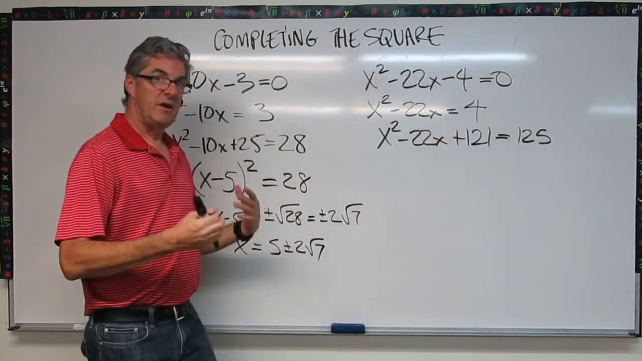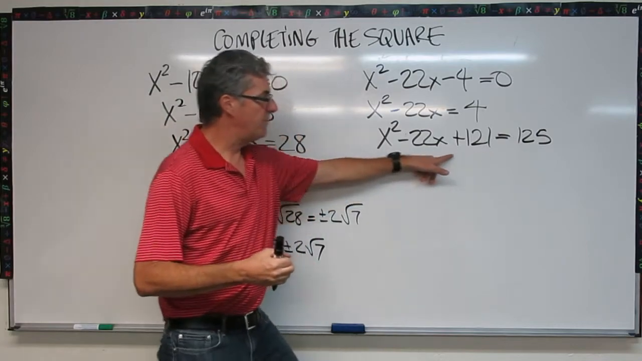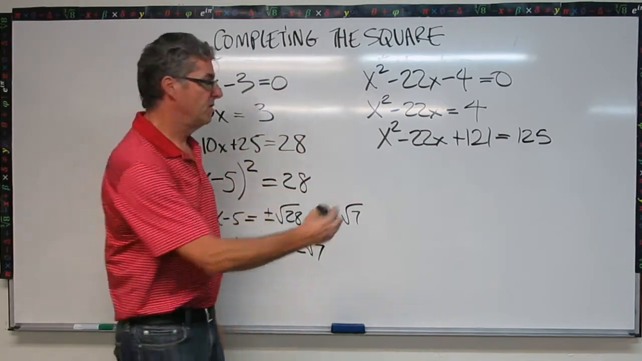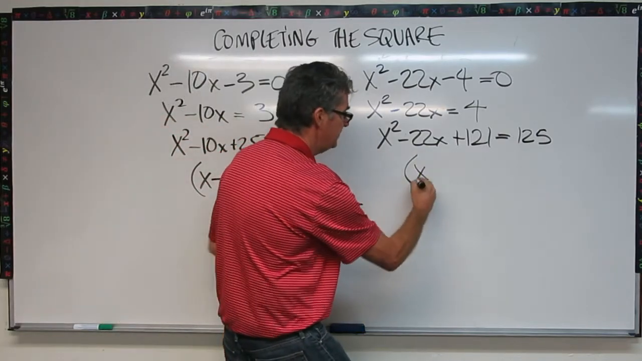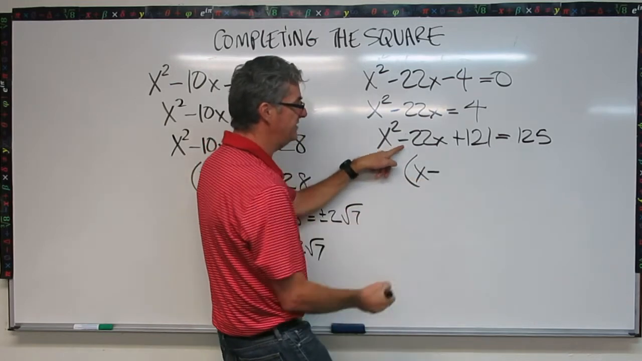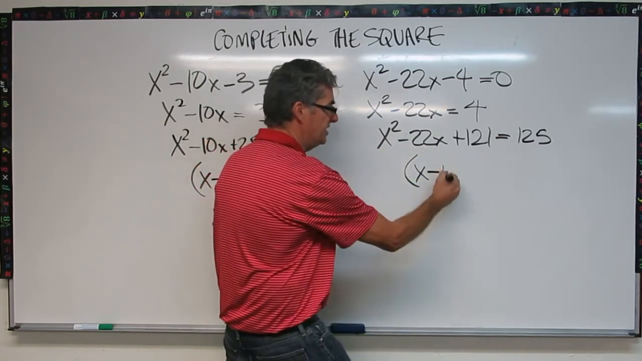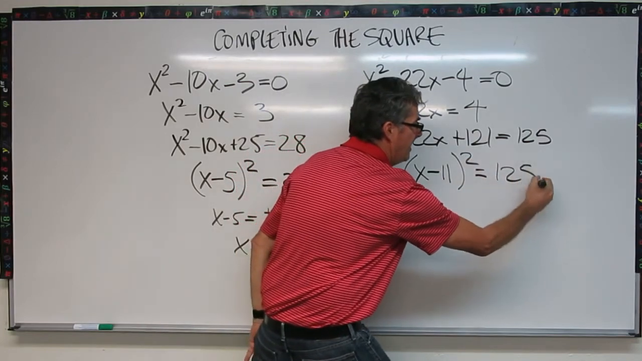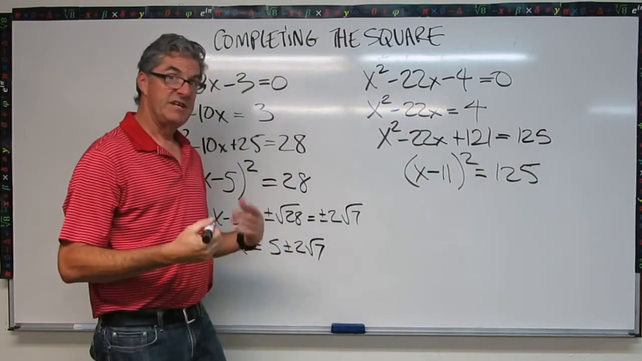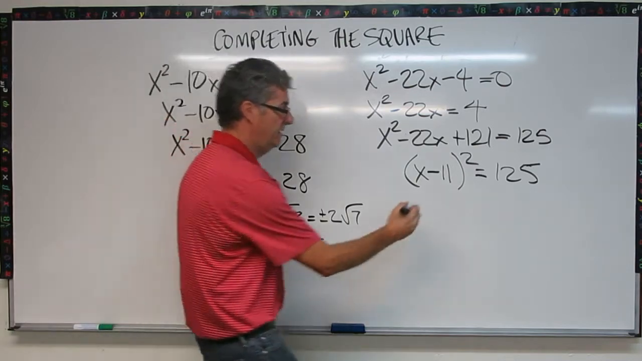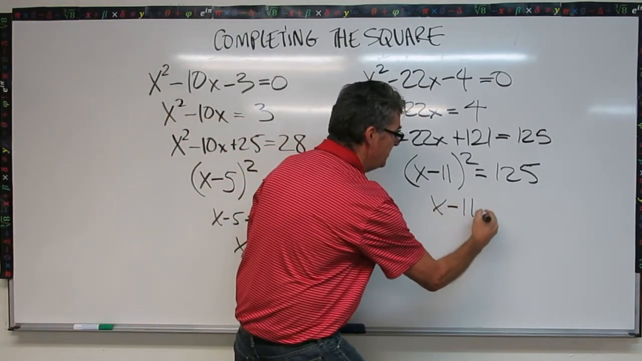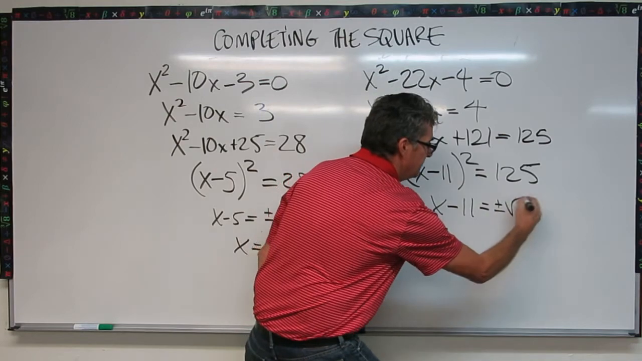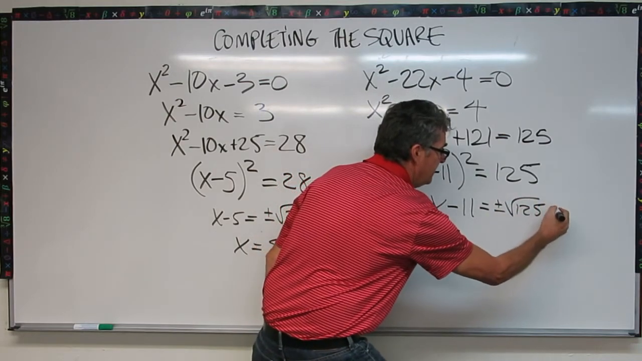Okay? Now what I did is I made this thing into a perfect square, so now I can reduce it down to x, that sign, which is minus, half of the 22, which is 11, squared equals 125. Now I take the square root of both sides, x minus 11 equals plus minus square root of 125.